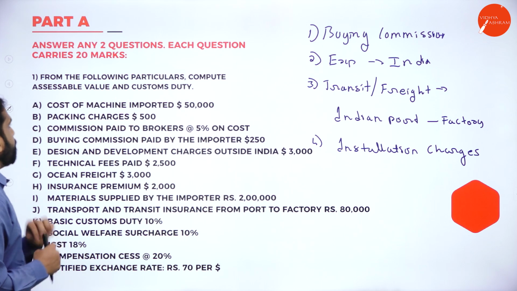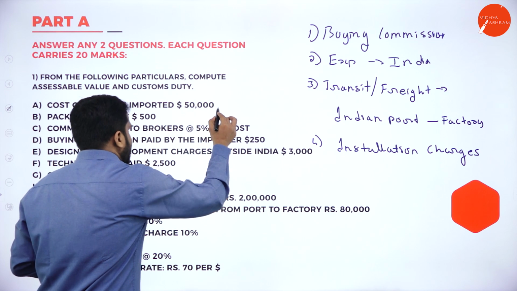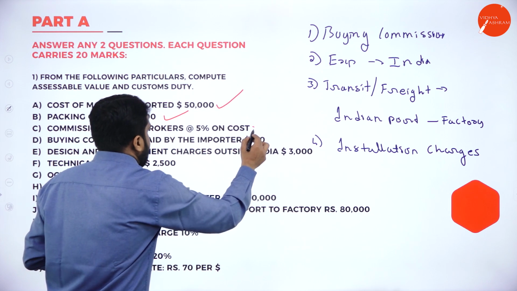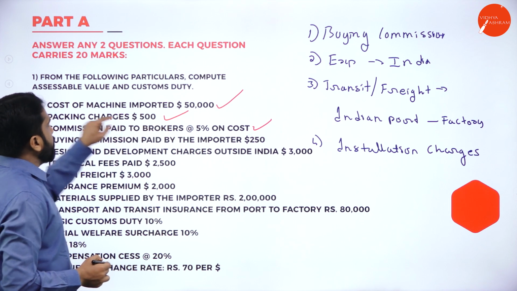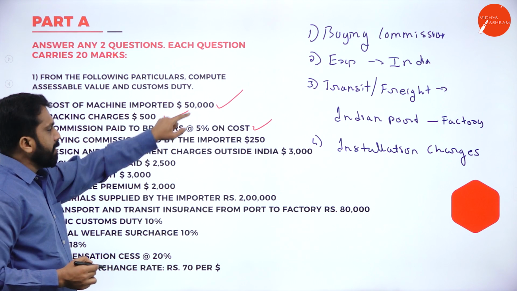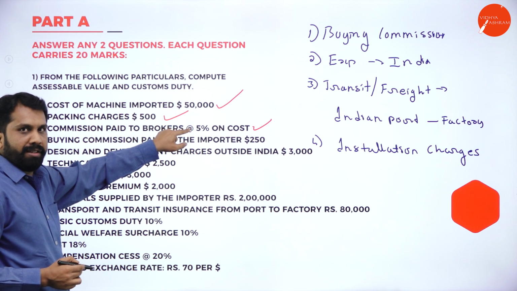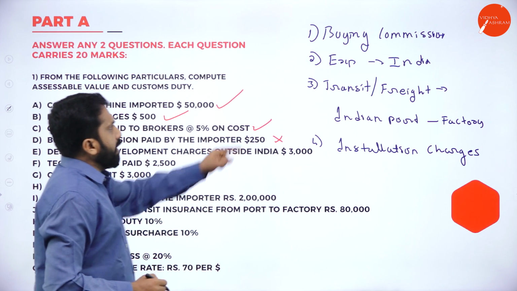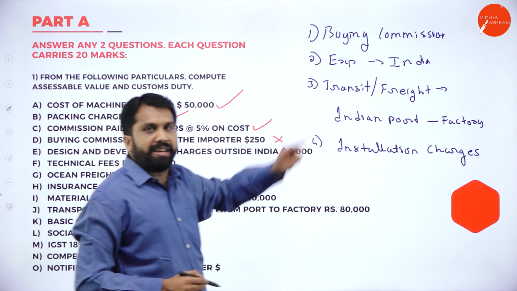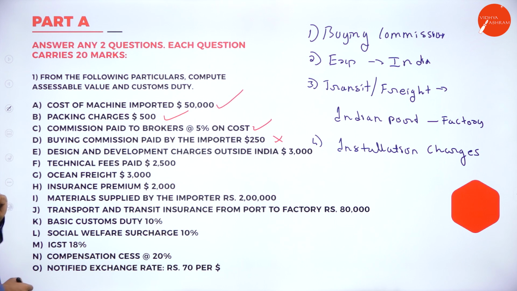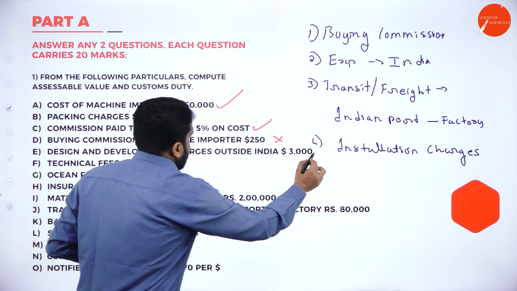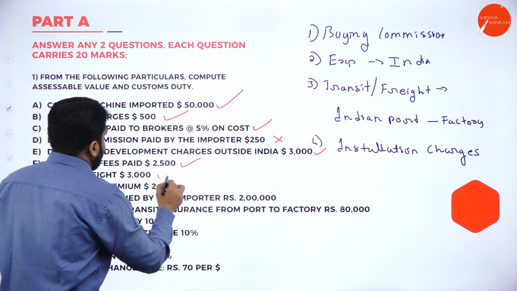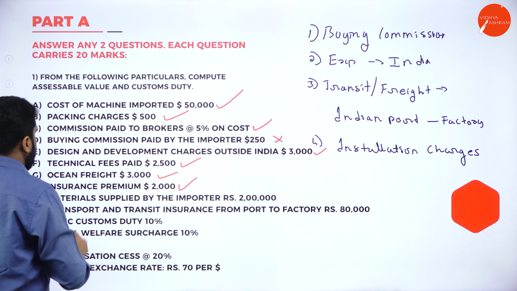Clear? Yes. Now, cost of machine imported, consider. Packing charges, consider. Commission paid, consider. 5% on cost, meaning your cost is $50,000, so 5% on 50,000. Clear? Yes. Buying commission, you are not supposed to take. Why? I have given you the list. So buying commission, we will not take. Next, design and development, consider. Technical fees, consider. Ocean freight, consider. Insurance, yes.